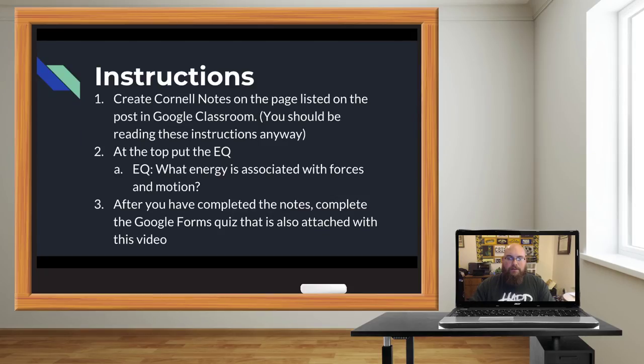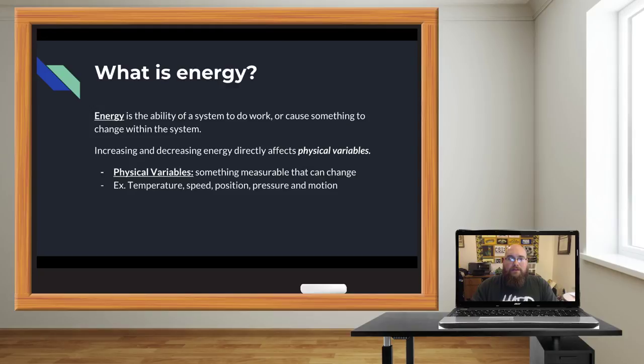Now for some instructions. Be sure to create Cornell notes on the page that is listed on Google Classroom. You should be reading the instructions that are posted there before you start the video anyway to make sure that you know exactly where and what you need to do. At the top of your Cornell notes, please write the EQ. What energy is associated with forces and motion? And then after we complete the notes today, you're going to complete a Google Forms quiz that is attached with this video on the Google Classroom post. So let's go ahead and get started then.